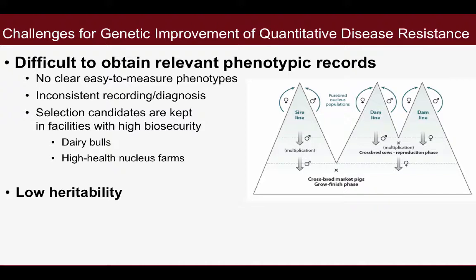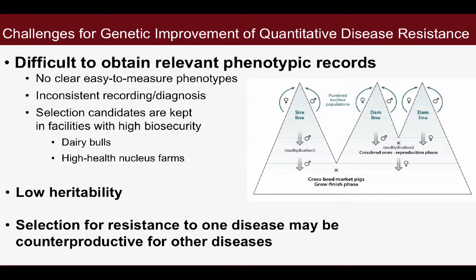Examples are AI bulls, which must be kept disease-free to allow marketing and export of their semen, and the high-health nucleus farms that are used in pig breeding programs, again in order to enable sale of germ stock from these farms, both domestically and abroad. Another challenge for genetic improvement of disease traits is that most disease-related phenotypes have low heritability. And finally, care must be taken that selection for resistance to one specific disease may make animals more susceptible to other diseases.